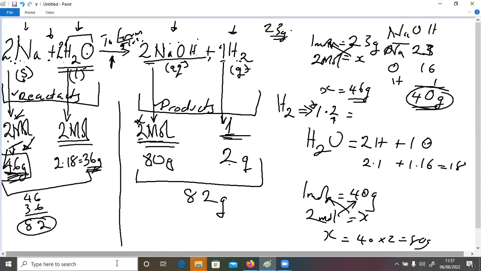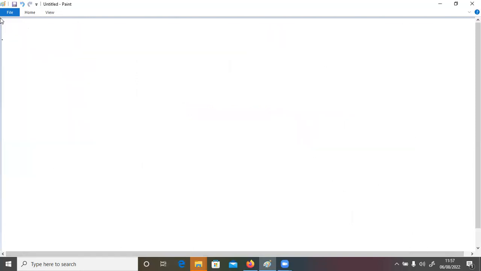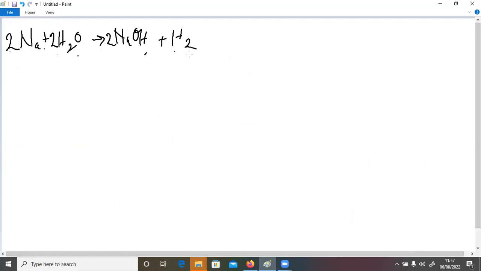So let me clean up so that we start a little bit all over again. Rewriting the same equation: sodium plus water gives me sodium hydroxide plus hydrogen gas. Balancing it, I think we said 2 there, and 2 there, and 2 there. Let's see, 2 sodium, 2 sodium, 4 hydrogen, 4 hydrogen, 2 oxygen, 2 oxygen. So it is balanced. I leave the state symbols alone.